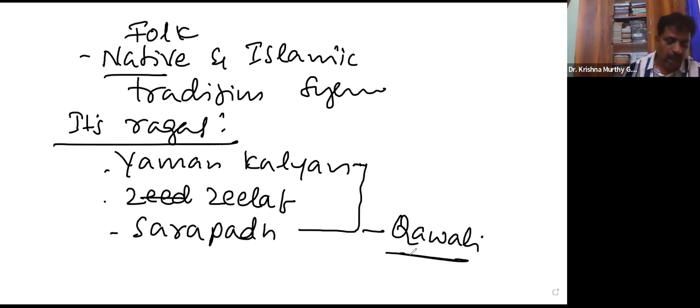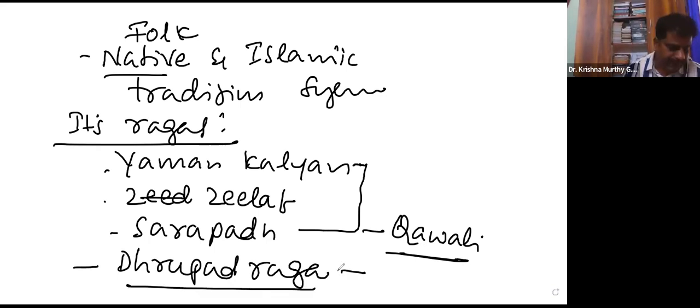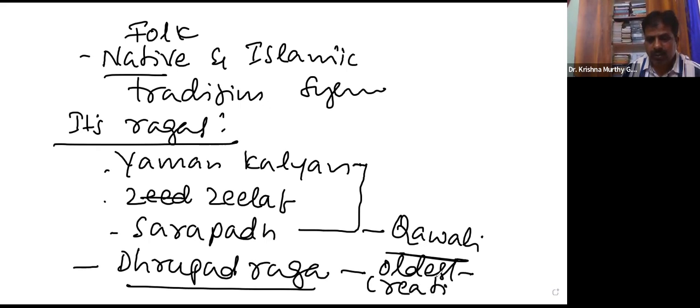Among these, Drupad is one of the most important. Drupad raga is one of the earliest ragas in Hindustani music, the oldest creation of raga in Hindustani music in those days.